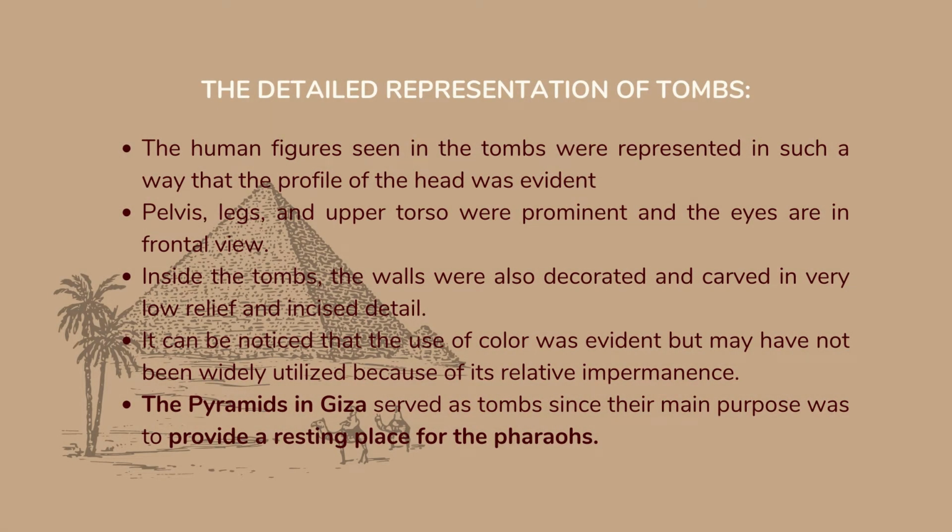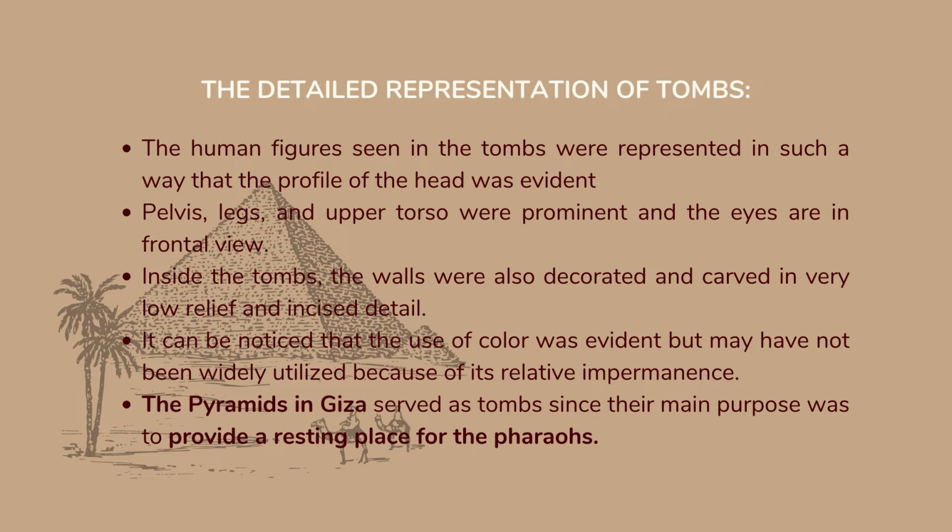The human figures seen in the tombs were represented in such a way that the profile of the head was evident. The pelvis, legs, and upper torso were prominent and the eyes are in frontal view. Inside the tomb, the walls were also decorated and carved in very low relief and incised detail. It can be noticed that the use of color was evident but not widely utilized because of its relative impermanence.